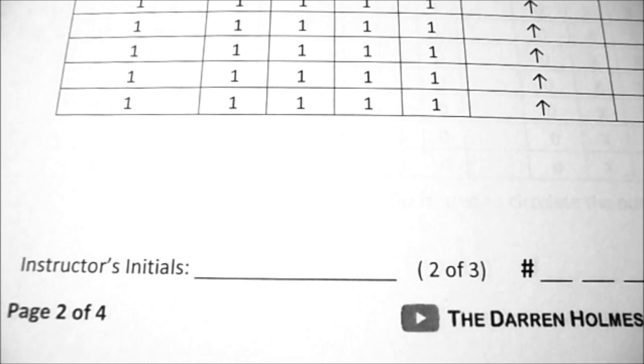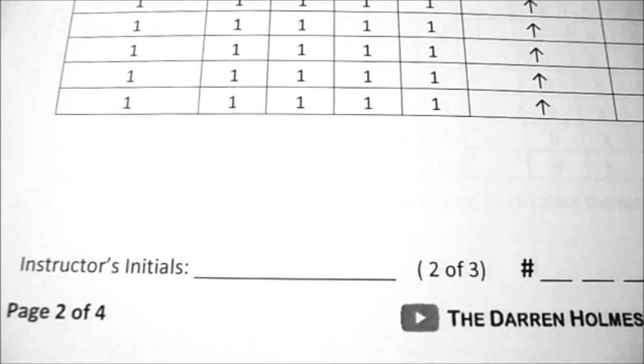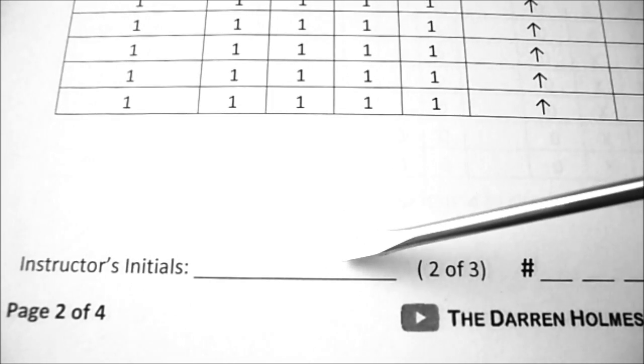So once you've wired up your circuit for part B and verified that it is working, demonstrate it to your instructor so they can initial it to indicate that it is complete.